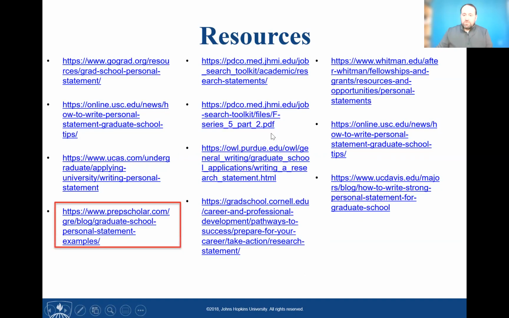Just to mention, these are some of the resources that I found for writing different types of personal statements, whether they are a research statement or preparing for grad school or anything like that. You can find some good examples of what people have done for different things. Maybe not always for public health, but definitely for any type of writing statement.